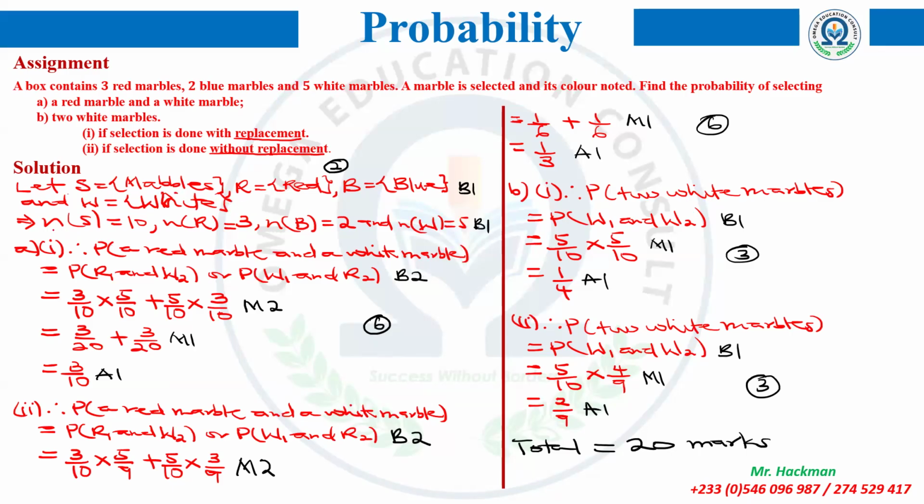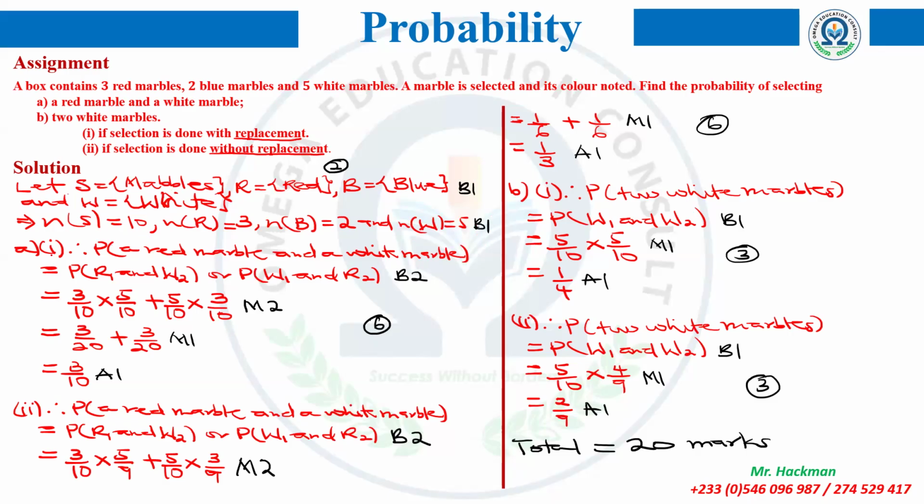So now this implies that using the set notation to extract your data, you get the number of S, which will be the number of the sample space. The number of marbles, you sum all the various colored marbles: 3, 2, then 5, which will give us 10. Then your number of red marbles is 3, and blue is 2, and white is 5 respectively.